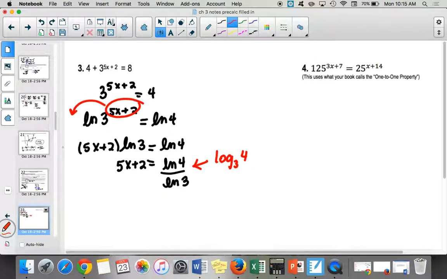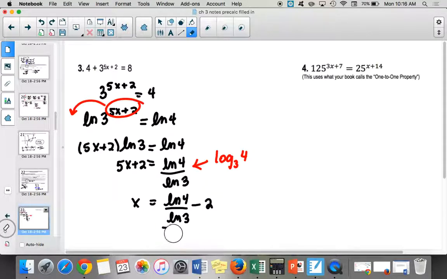So just kind of keep in mind what things could look like. So we're going to have our natural log of 4 over natural log of 3. We're going to subtract the 2 over, and then we're going to divide by 5. This is kind of a weird way to have your exact answer, right? It's like a fraction within a fraction. So that's when you might write things as log base 3 of 4. Or instead of dividing by 5, what could I have done to make it a little bit nicer?